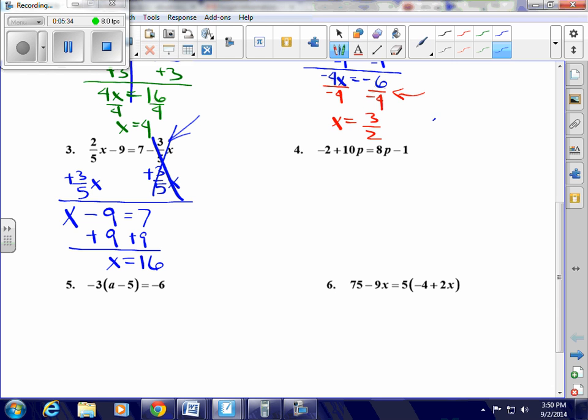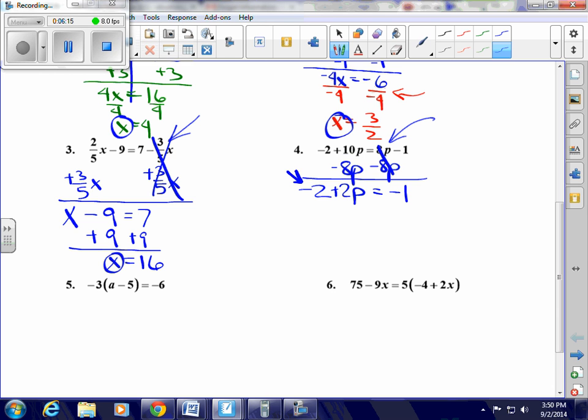Number 4, I have a positive 8p. I need to cancel it out. And notice I'm always canceling the one on the right side. Why? Because then my variable x, or whatever variable it is that we have, will be on the left side. So I'm always going to cancel the one on the right. So if it's a positive 8p, it takes a negative 8p to cancel it out. Well, we do that on the left side as well. I get negative 2. I have positive 10p minus 8p is positive 2p, so it's plus 2p. Equals, now once these guys cancel out, you're left with negative 1.